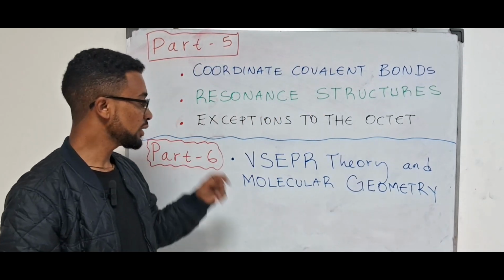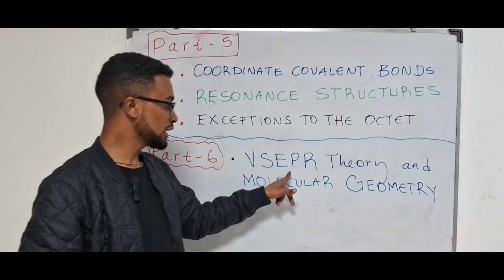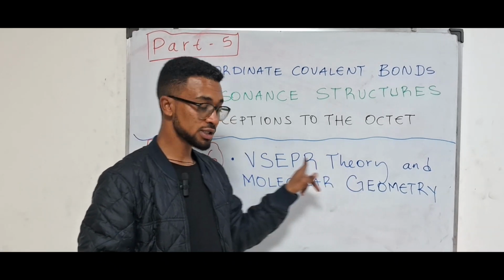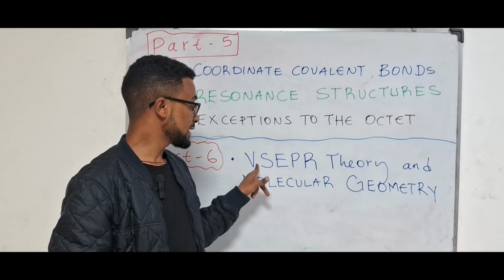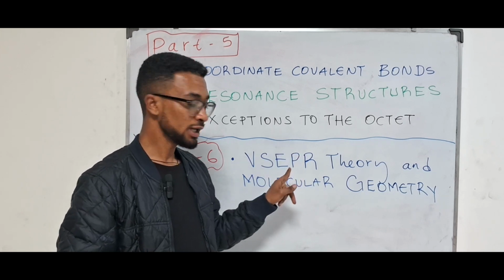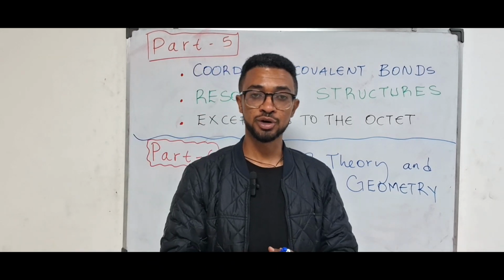In part 6, we'll go over the VSEPR theory. This is an acronym which stands for valence shell electron pair repulsion theory, and the molecular geometry.